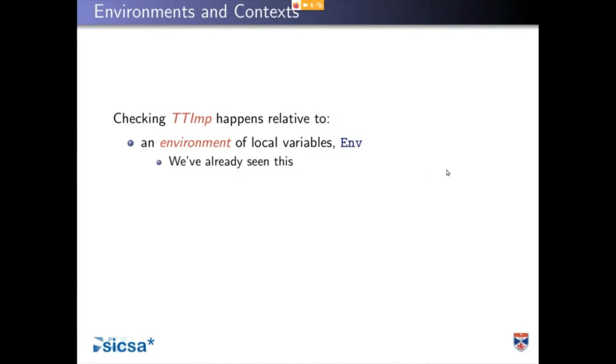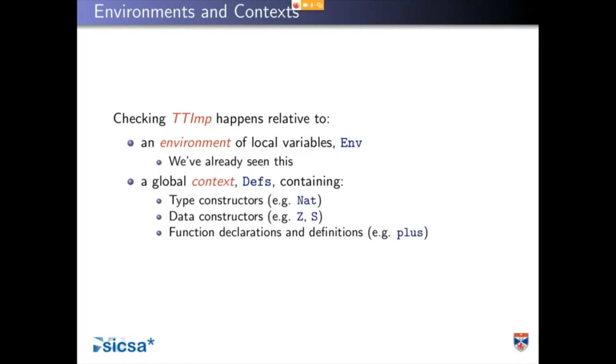Right. So the challenge now is we have to figure out how to check TTImp programs, and in some cases infer types for TTImp programs. There are a few more things we need before we can do this. Firstly, as I've already mentioned, everything happens relative to an environment of local variables. When we start checking at the top level, that environment is going to be empty. But as we add pattern variables, lambdas and pis, it's going to get bigger. So we need to track how that environment is growing while we check our TTImp program.